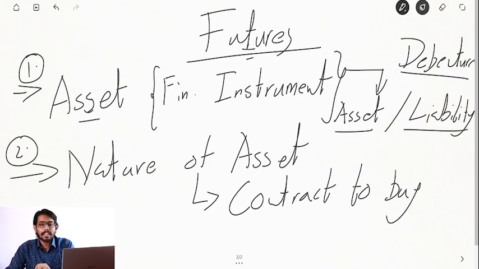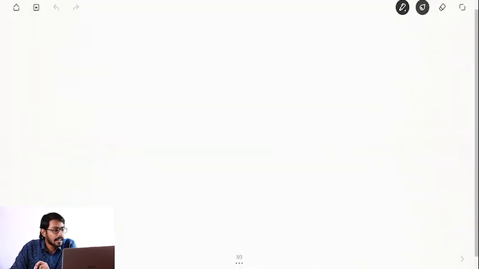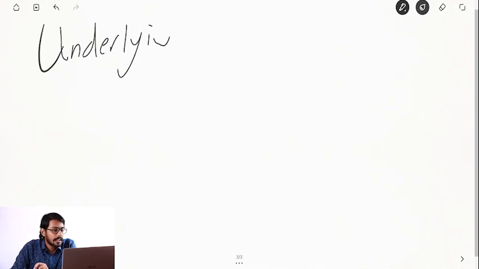What is the nature of a debenture? Debenture is a part of loan that pays a fixed interest on a monthly or a quarterly or a half yearly or annual basis. What is the nature of an equity share? Equity share is a part of your capital. It's a piece of your capital. What is the nature of futures? We've discussed that futures is an asset. What is the asset? It is a contract to buy another asset, which is called the underlying asset.